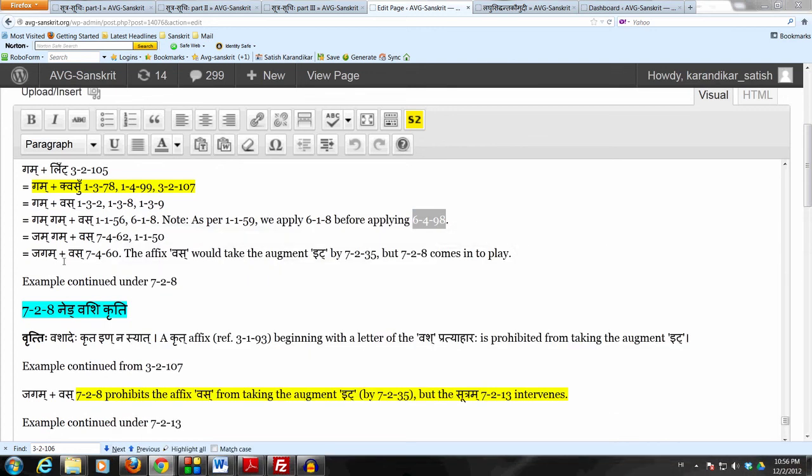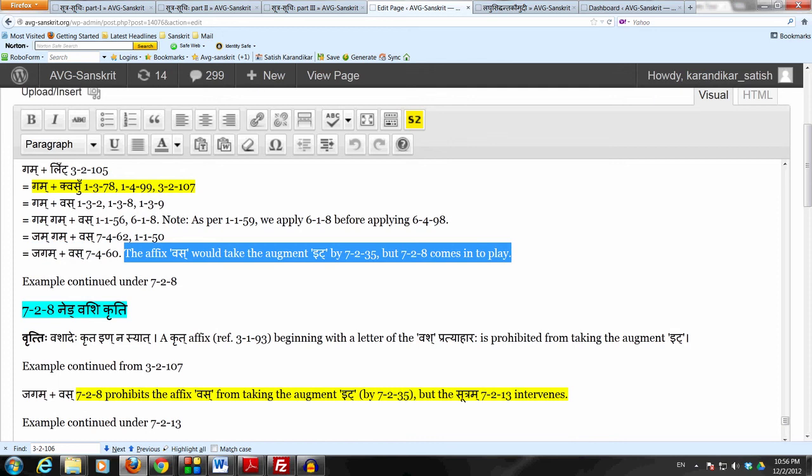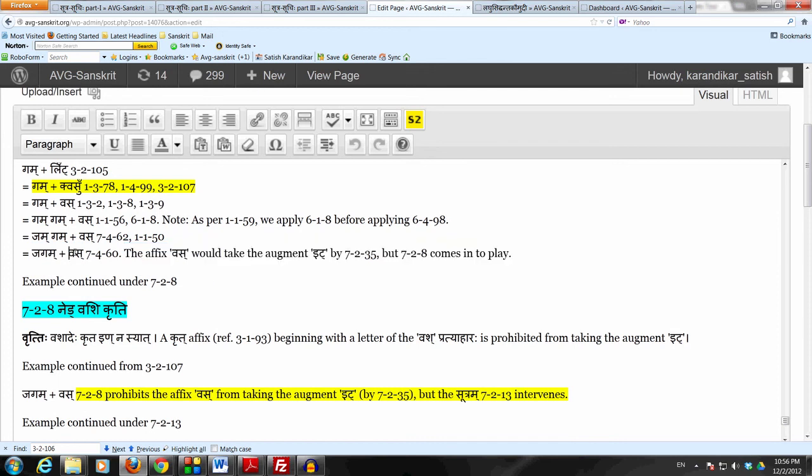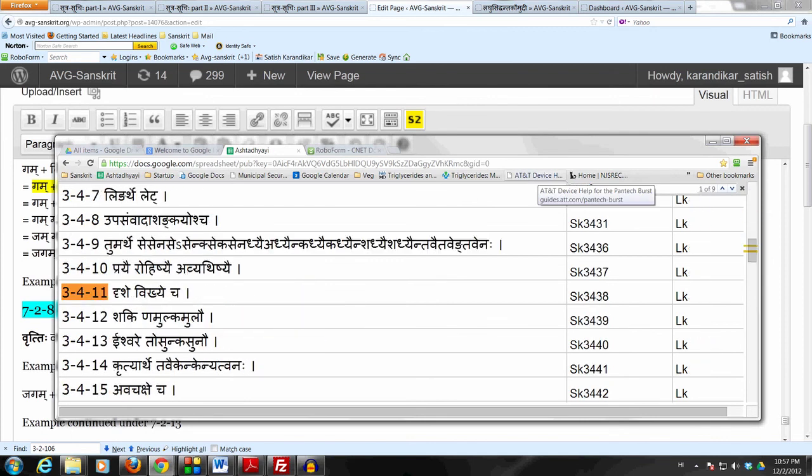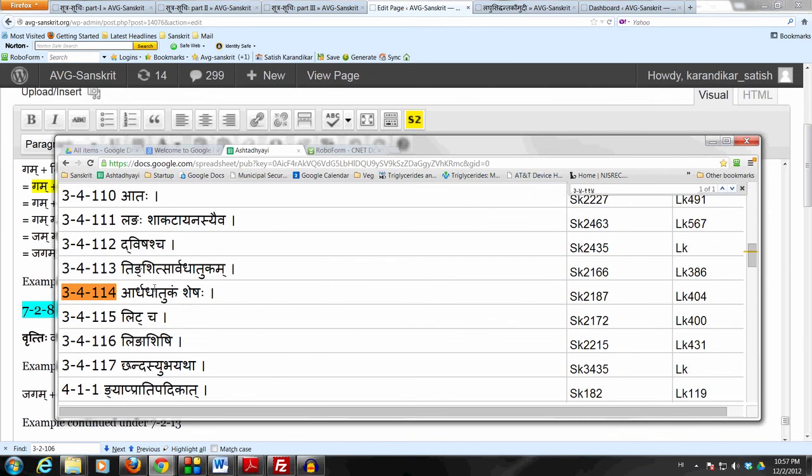Now we apply Kuhosh Chuhu. We put a jakara adesha, chavarga adesha in place of the gakaraha. So we get jam gam vas and haladishesha. After that 7.4.60 we get jagam vas. Now comes the complication. Here is about the idagamaha. The pratyaya vas is a valadi pratyaya, of course. It has sanya of ardhadhatukam because of 3.4.114 ardhadhatukam sheshaha. So now 7.2.35 wants to come and apply the idagamaha. But at this point 7.2.8 comes into the picture.